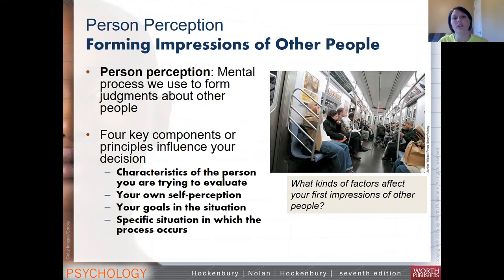So first you're going to look at your own self-perception. You're going to look at yourself in this idea.